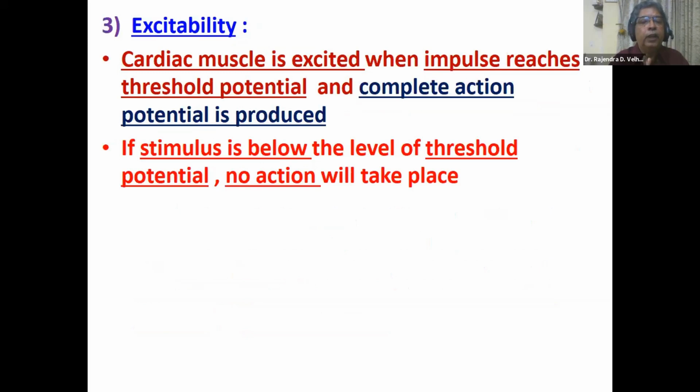Now, the third property is excitability. The cardiac muscle cell can be excited provided the impulse has a magnitude greater than the threshold potential. Then it will bring about the complete action potential. But if the magnitude of the stimulating impulse is less than the threshold potential, no action potential will result.